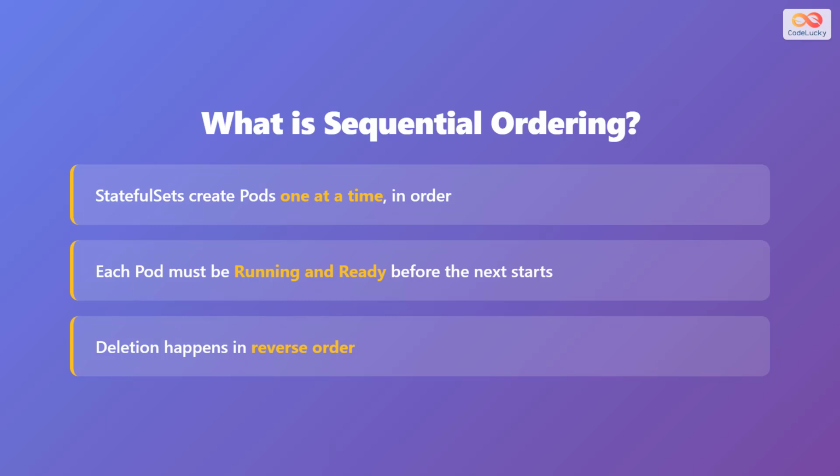Sequential ordering means that stateful sets create pods one at a time, in order from 0 to n-1. Each pod must be fully running and ready before the next pod begins its creation. When scaling down or deleting, the process happens in reverse order, starting from the highest numbered pod and working backward to 0.